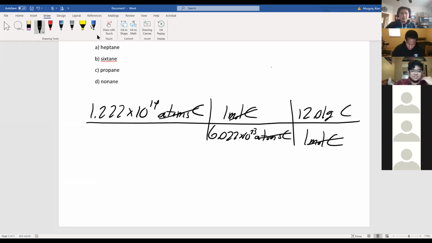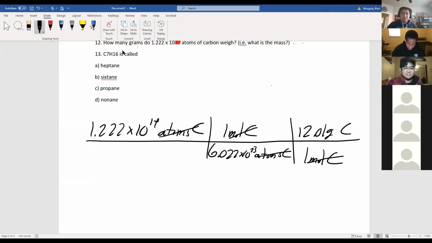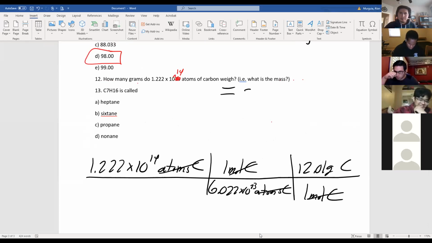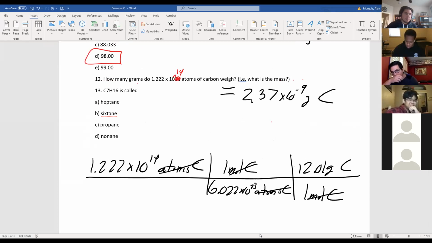So what will be my answer? Let me scroll up a bit so we can see the problem. What is my mass of carbon? 2.437 times 10 to the negative 9 grams of carbon. Let me just double check that. I said 2.437. Oh, 437. There we go. Didn't hear the 4. Sorry about that. Yeah, perfect.